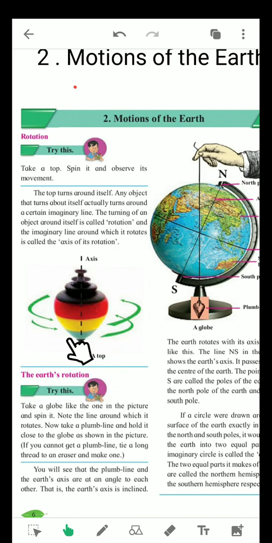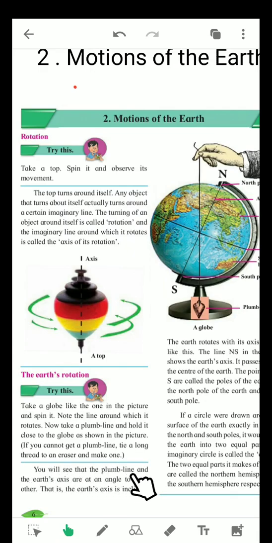Second one is the Earth's rotation. Take a globe like the one in the picture and spin it. Note the line around which it rotates. This is the globe. We have to spin it. Now take a plumb line and hold it close to the globe as shown in the picture. This is a plumb line held by a hand. If you cannot get a plumb line, tie a long thread to an eraser and make one.